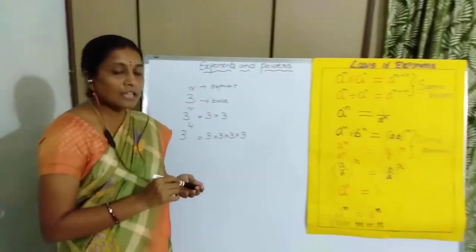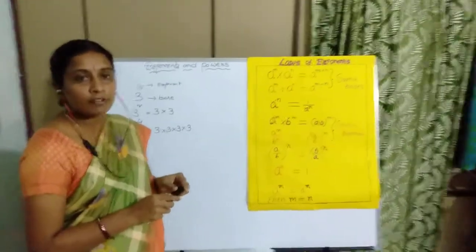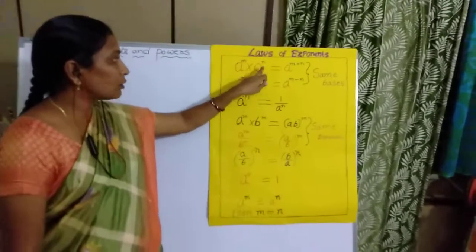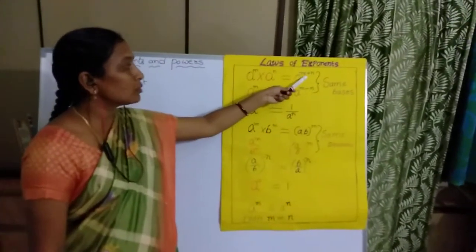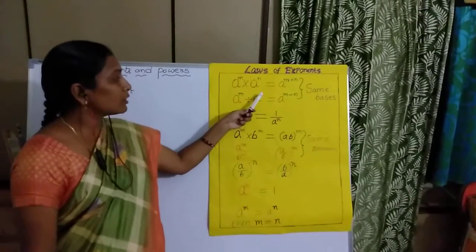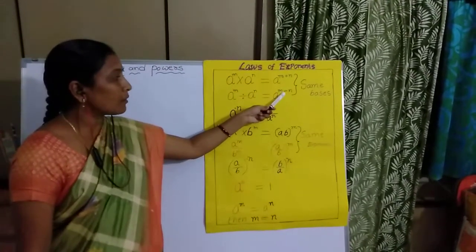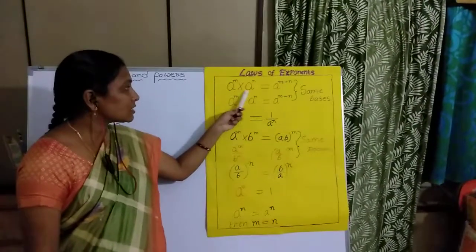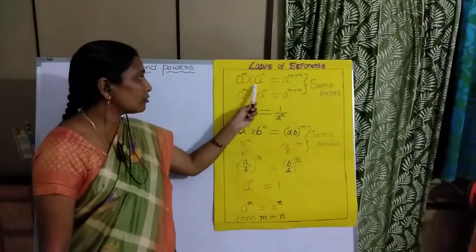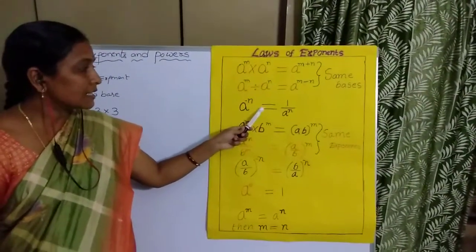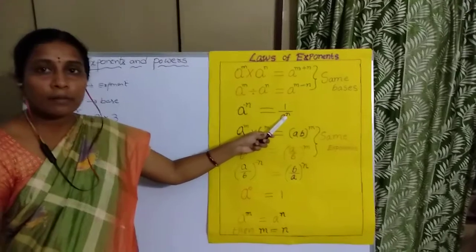In the previous class we have already learned some laws of exponents, like a to the power m into a to the power n is equal to a to the power m plus n. A to the power m divided by a to the power n is equal to a to the power m minus n. Here we have to observe that the bases are the same in these two formulas. And a to the power minus n is equal to 1 by a to the power n.